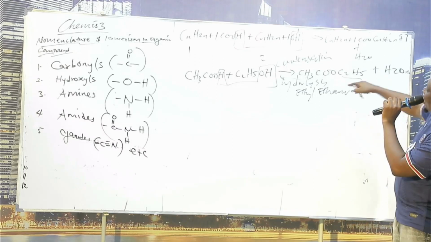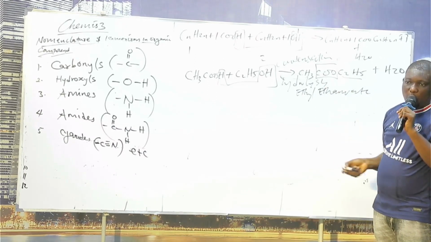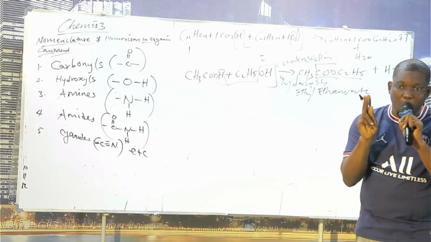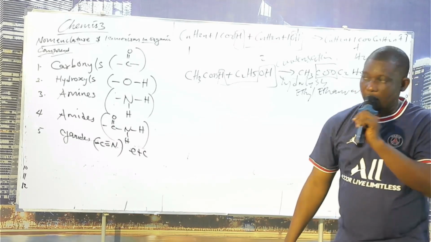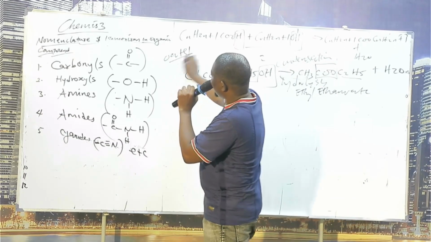So, what is the functional group of this ester? COO, a carbonyl linked to an oxygen atom. Their ending is what? -oate.